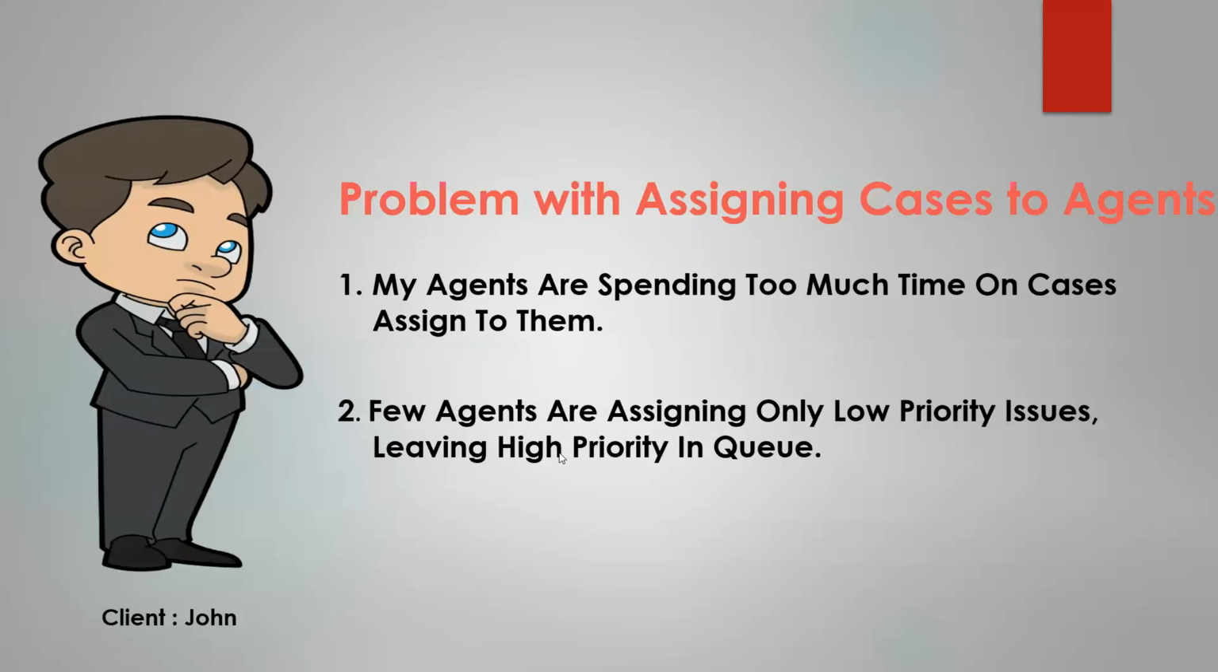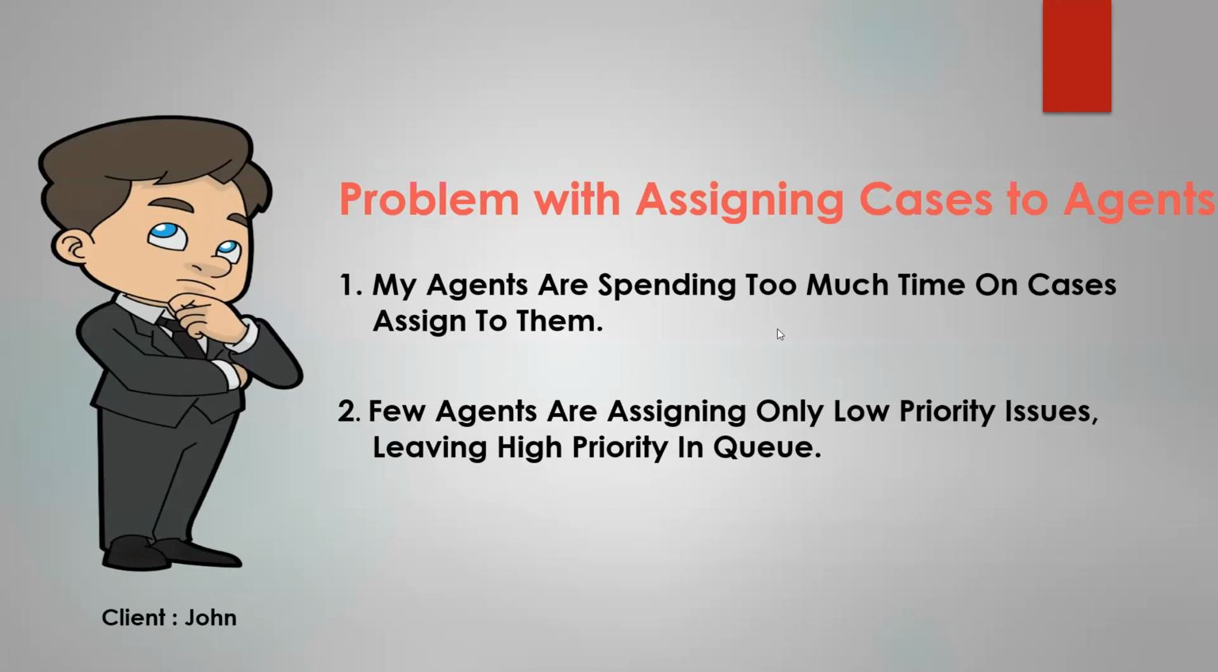There is a client named John. He is having a problem with assigning cases to agents. The problem our client is facing is that his agents are taking too much time to resolve the cases, and a few agents are not taking the cases. When we get a case, we assign it to a queue, and from the queue, we can pick the cases. But the persons in the queue are not taking the cases as expected. So there is a problem he is facing.